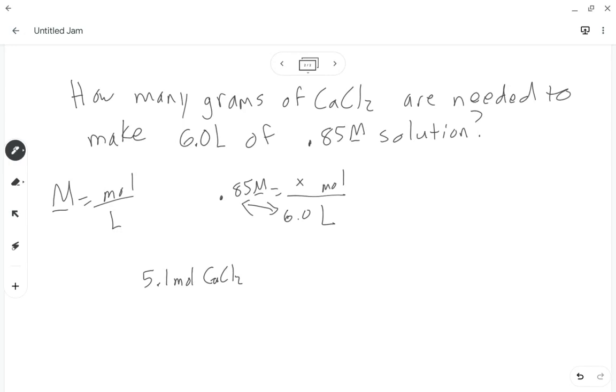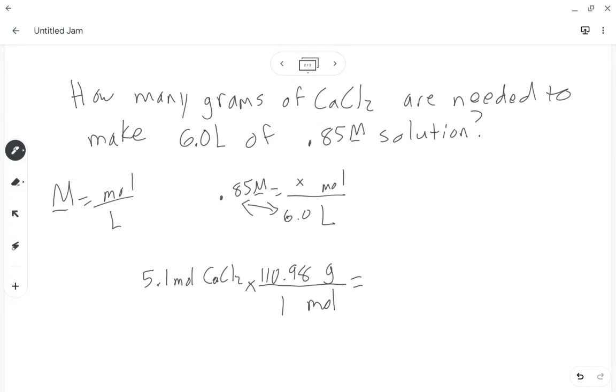which is not quite what the problem is asking us for. It's wanting to know how many grams that is. So we're going to need to convert our moles into grams. And yes, it all comes back to moles. So we know that 1 mole of calcium chloride equals the mass of calcium plus the mass of chlorine times 2. So this comes out to be 110.98 grams as a mole.